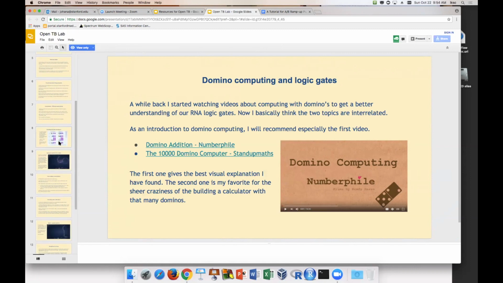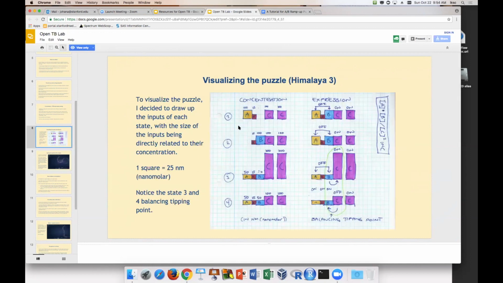And the other thing out of this guide that I looked at was how he drew these concentrations and how he balanced it.